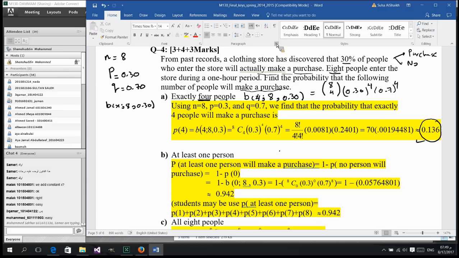At least one person. What does at least one person mean? I'm talking about greater than or equal to 1. I'm talking about the probability of x greater than or equal to 1. We agreed it's not easy to find it for greater than or equal to 1, meaning 1, 2, 3, 4, 5, 6, 7, 8. Easier we find it as 1 minus the probability of less than 1, which is 0. So it's easier to find 1 minus the probability at 0. Probability at 0 is binomial 0, 8, and 0.3. Find it, subtract it from 1, and get the result.